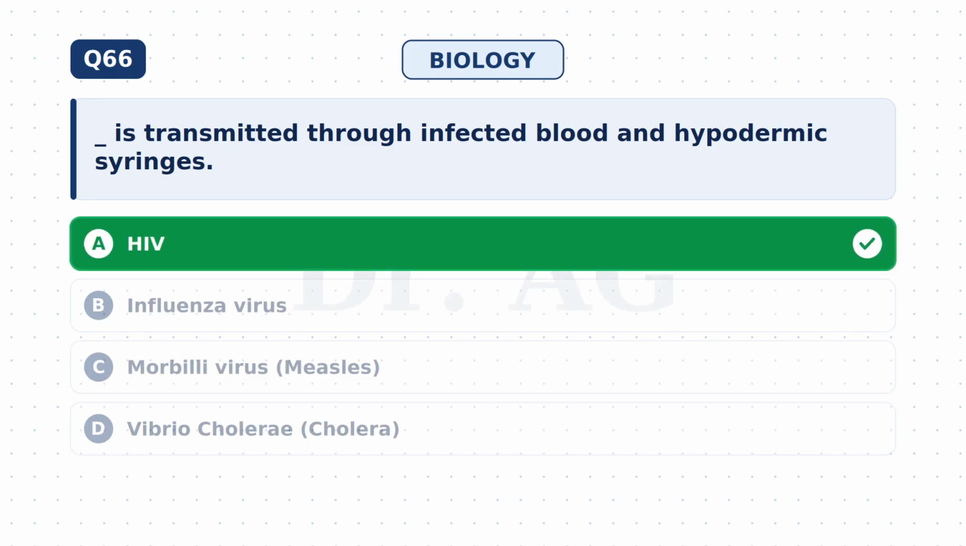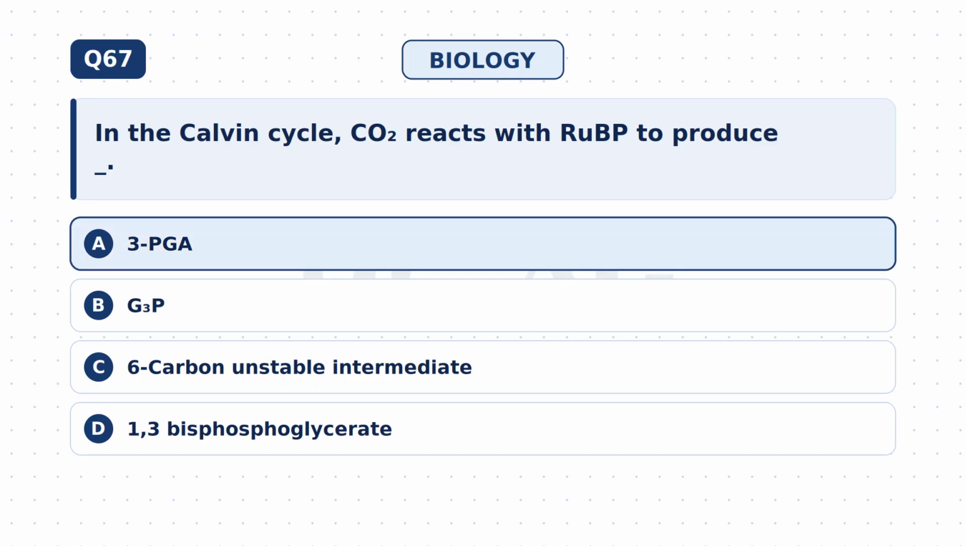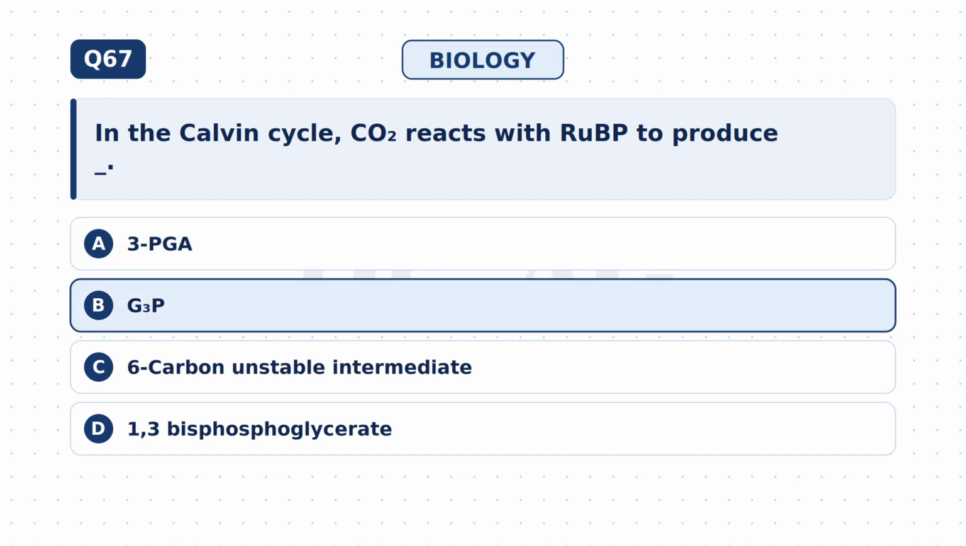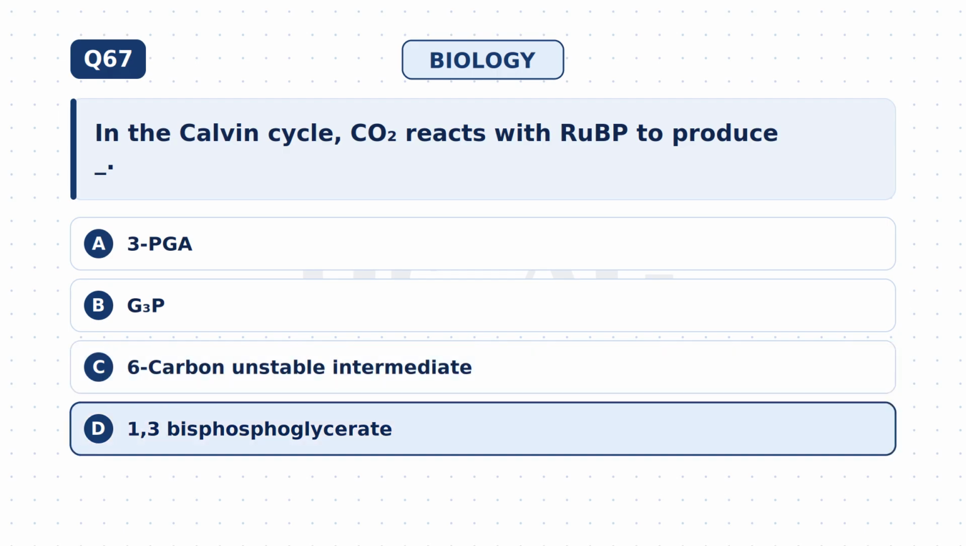The correct answer is A, HIV. Question 67. In the Calvin cycle, carbon dioxide reacts with RuBP to produce blank. Option A, 3PGA. Option B, G3P. Option C, 6-carbon unstable intermediate. Option D, 1,3-bisphosphoglycerate.